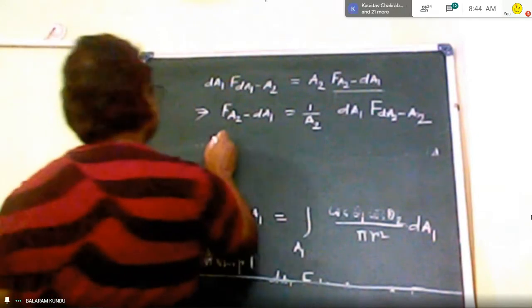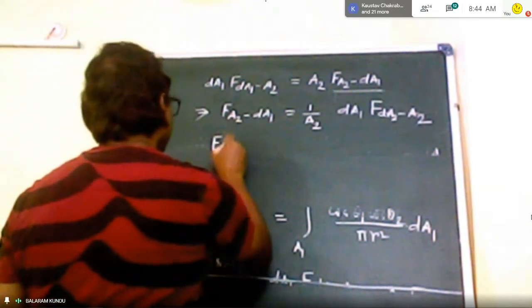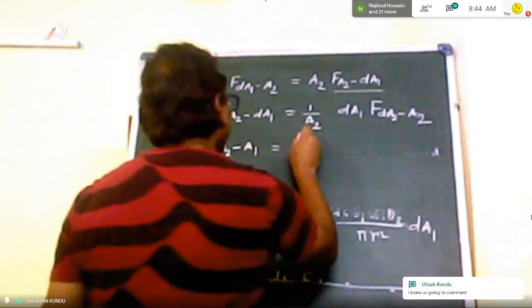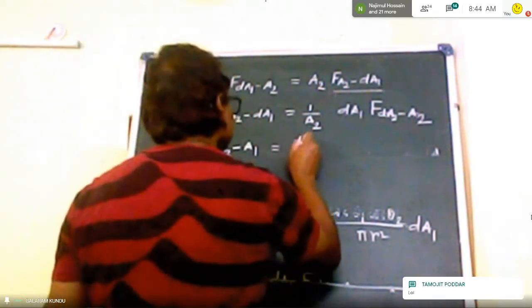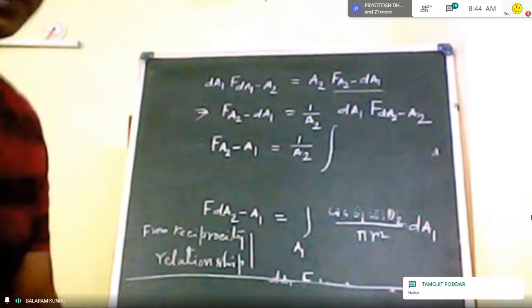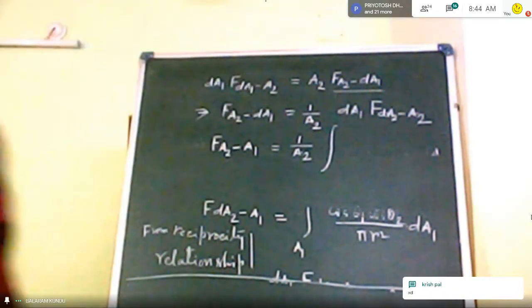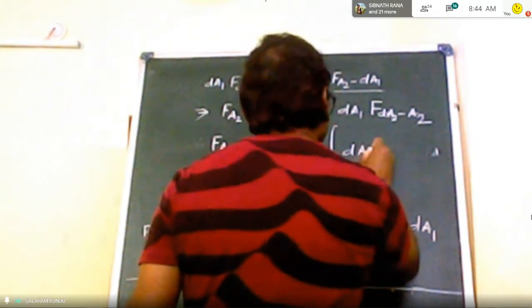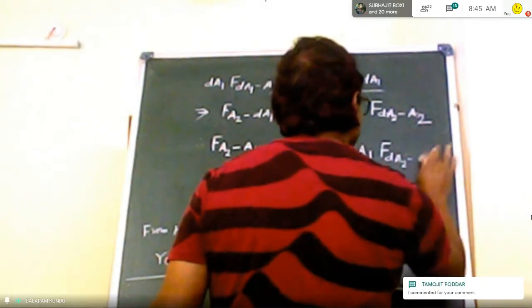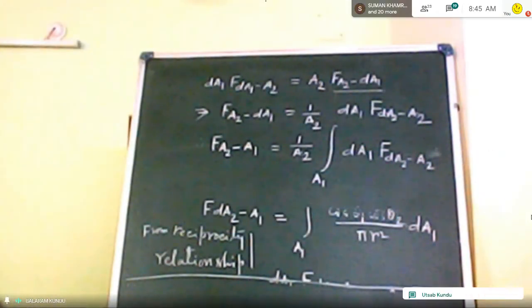So it will be F of A2 A1 that should be equal to, so 1 by A2, it is a constant term, 1 by A2, then integration, so along the surface A1 should be considered here, into dA1 into shape factor F dA1 to A2 here. Okay, it is clear, I think. It's very simple.